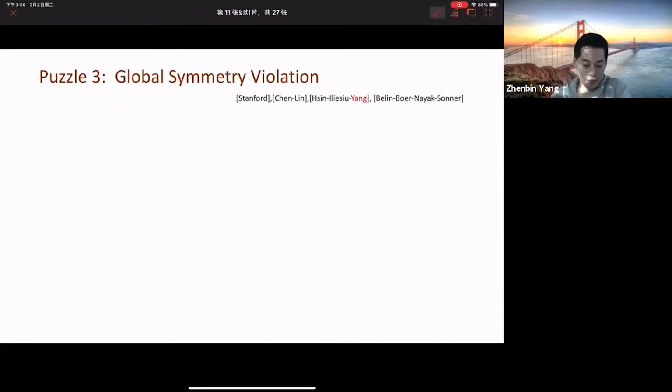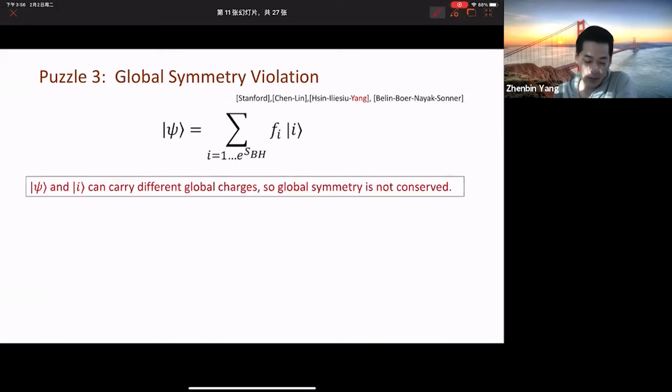To do puzzle 3, since this choice of states I does not have particular restrictions, they can carry different global charges from a state psi, so global symmetry is not conserved. Simply, they have no superselection sector.